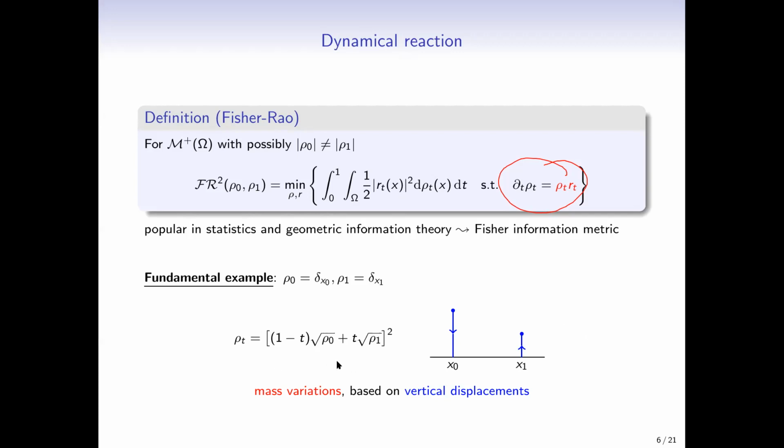So it's essentially linear interpolation between the square roots. The optimizer rho t in this particular example is: you take (1 minus t) times the square root of rho 0 plus t times the square root of rho 1. So you see this is the usual linear interpolation between the square roots, and then you take the square of that. So this allows for mass variations, right? Here you notice that since I did not put 0 on any right-hand side whatsoever, I can actually cover the case where the mass of rho 0 does not match the mass of rho 1. And this is based on vertical displacements.